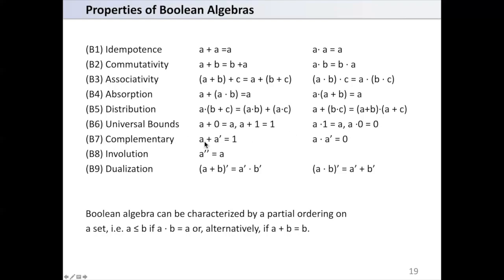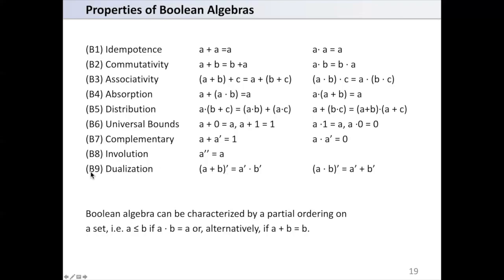The complementary law is A or A complement is equal to 1, and the dual is saying A and A complement is equal to 0. B8 is involution: the complement of the complement of A is equal to A itself. Here it is the same for the dual part.